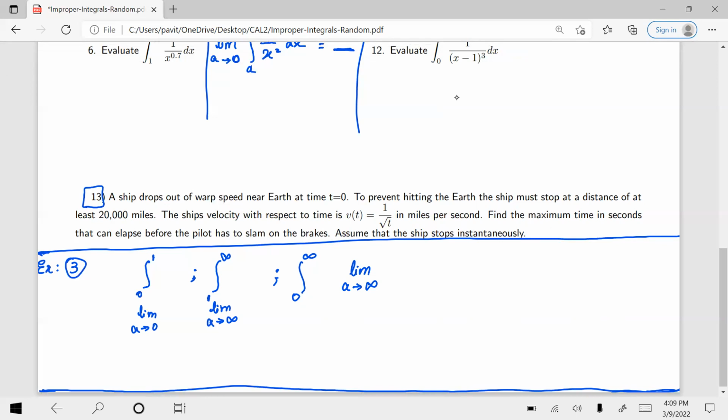Okay, let's see some example on that. So limits are from 0 to infinity. Now the 0 can be 1, 2, 3. You can take from any number also. So 0 to infinity.